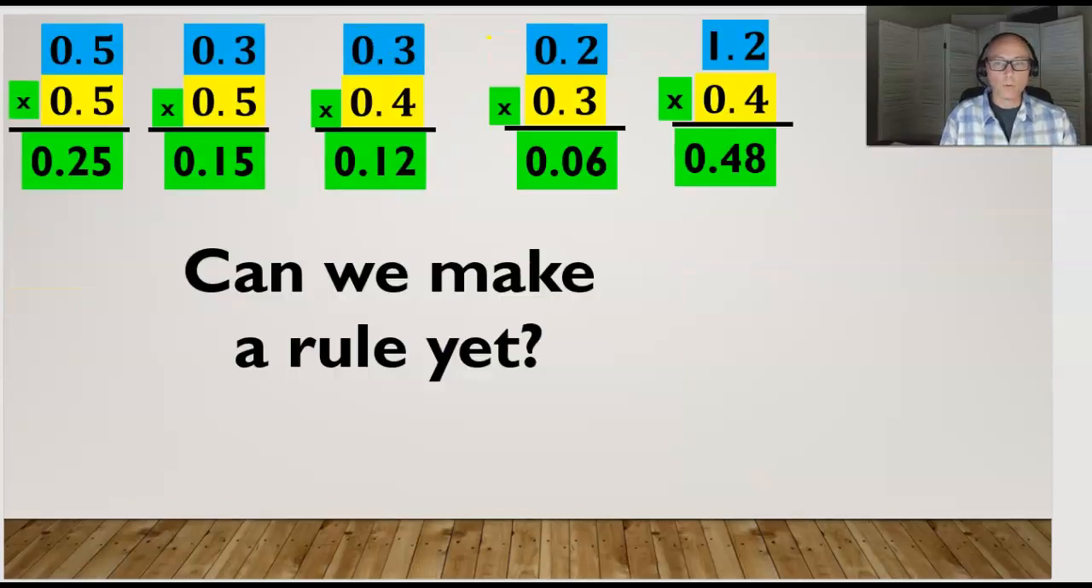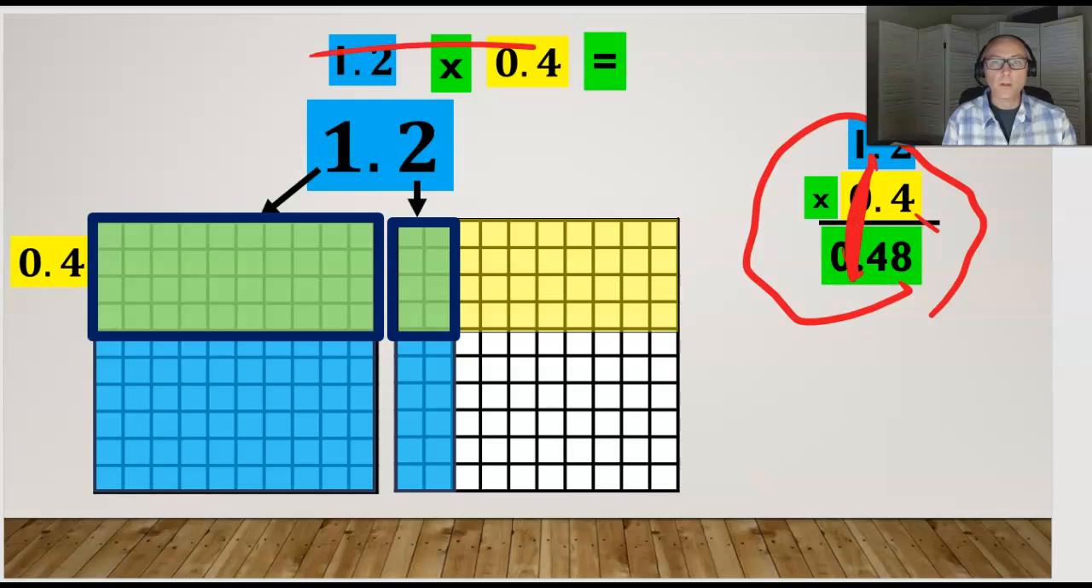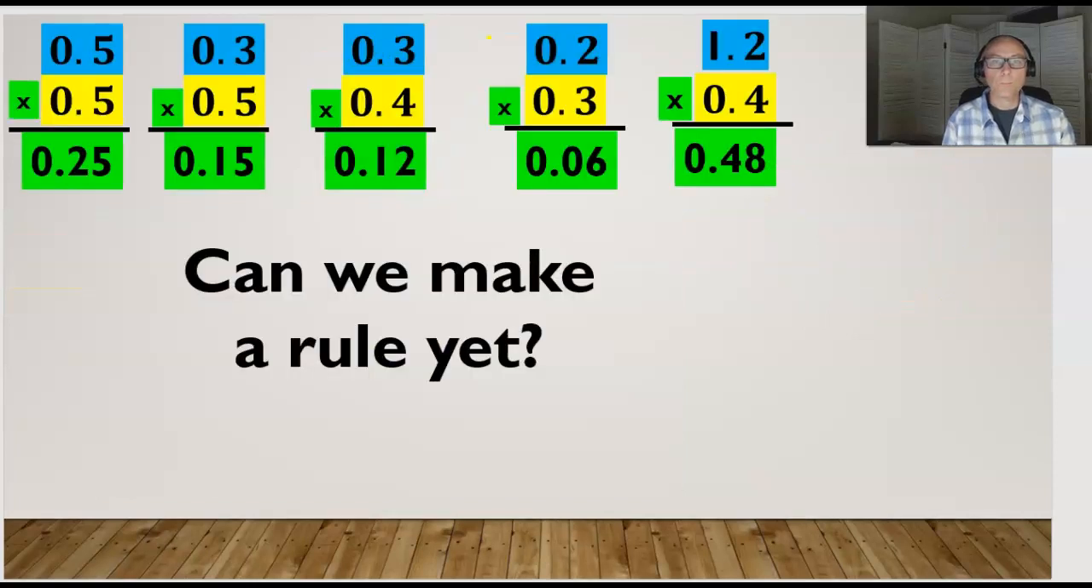Do we have a rule yet? Let's see. Here it is. 1.2 times 0.4. If you're going to write it vertically, this is a vertical setup. This is a horizontal setup. So here's all our vertical setups. This might make it easier to make a rule. Can you see a rule? Where to put the decimal?